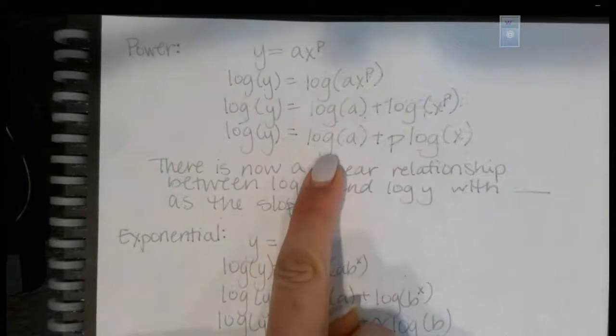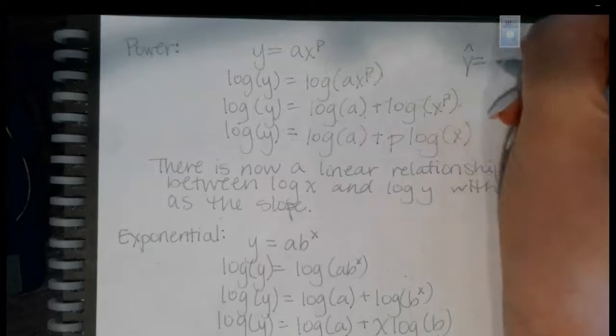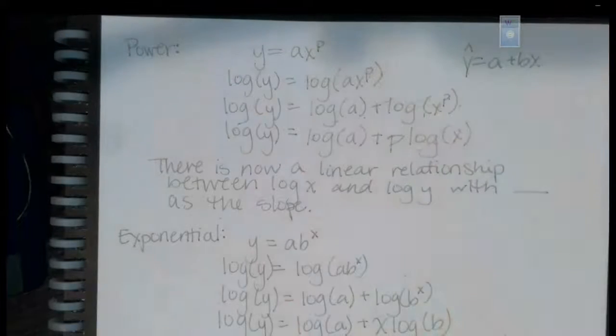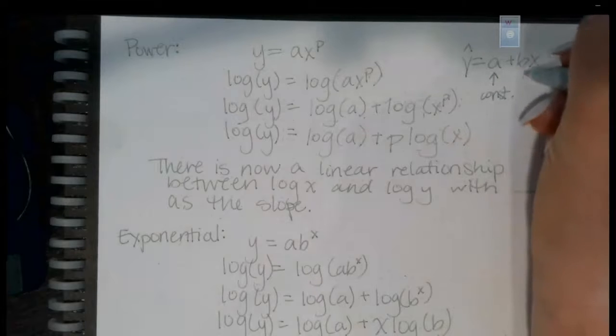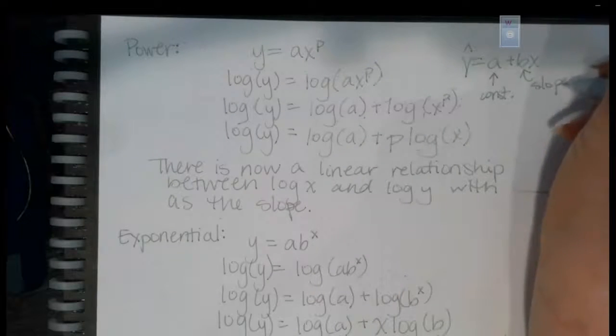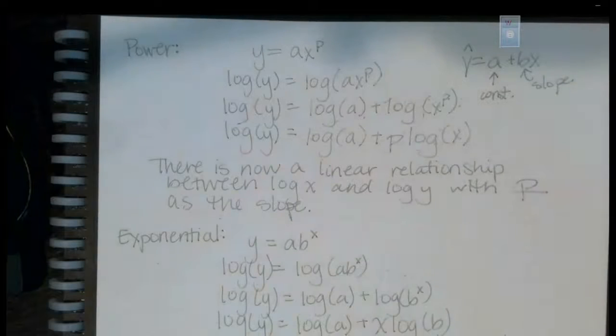And this would be like the form y hat equals a plus bx, which was the form we used this year, right? This was our constant, our y-intercept, and this was our slope. Well, this p is now our slope.